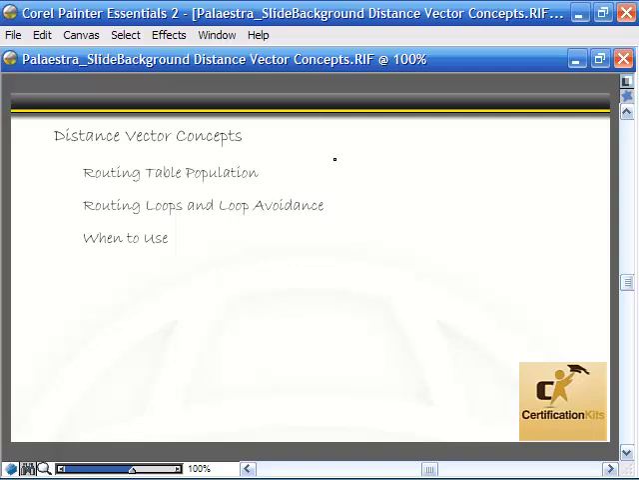We're going to be talking about distance vector protocols such as RIP and IGRP, and just basic guidelines these protocols follow, such as how they populate the routing table, routing loops, and how RIP and IGRP avoid routing loops, and when to use RIP and IGRP as routing protocols versus something like OSPF. Now let's go over routing table population with distance vector protocols.